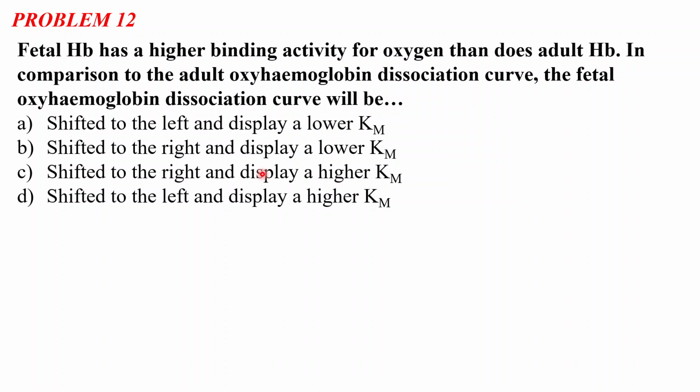Fetal hemoglobin has a higher binding activity for oxygen than the adult hemoglobin. In comparison to the adult oxyhemoglobin dissociation curve, the fetal oxyhemoglobin dissociation curve will be: number A, shifted to the left and display lower Km; number B, shifted to the right and display lower Km; number C, shifted to the right and display higher Km; number D, shifted to the left and display higher Km. Read all the options and the question very carefully, and then let me know in the chat box A, B, C or D, which will be the correct answer.